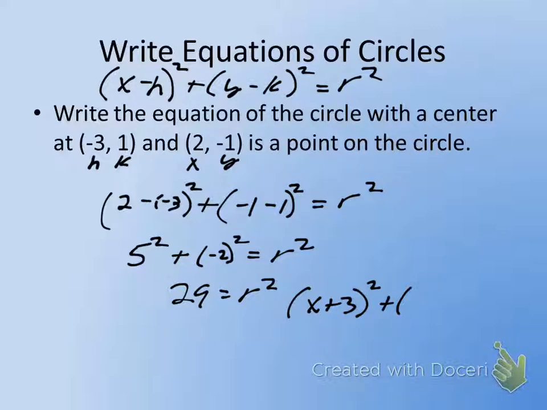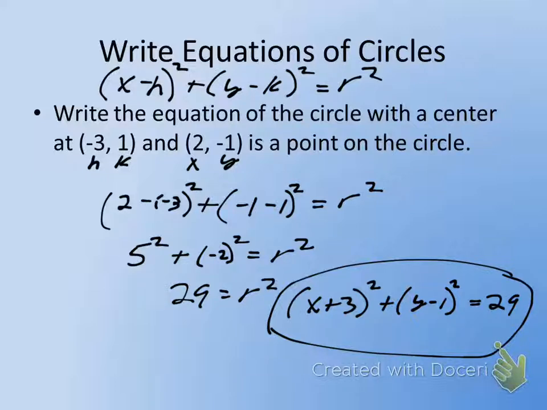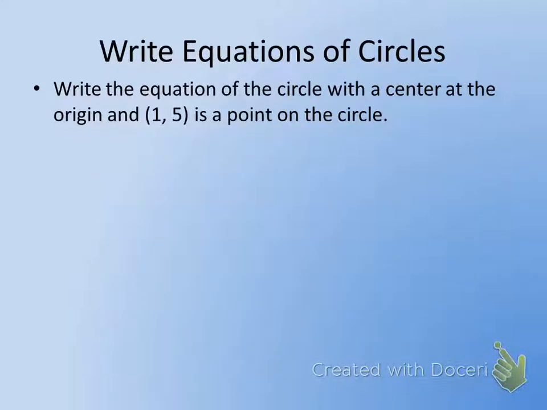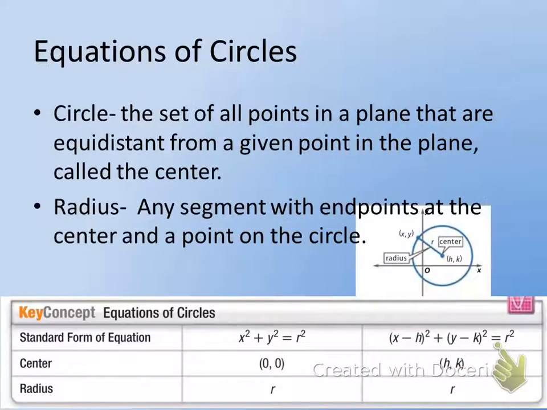Alrighty, plus the quantity y minus 1 squared equals 29. And that's your equation. Did you know that formula out of your head, the formula of the circle? Yes, that one. Okay, so if you have the origin as your center, backing up, it's the exact same as this, except your h and k is what?